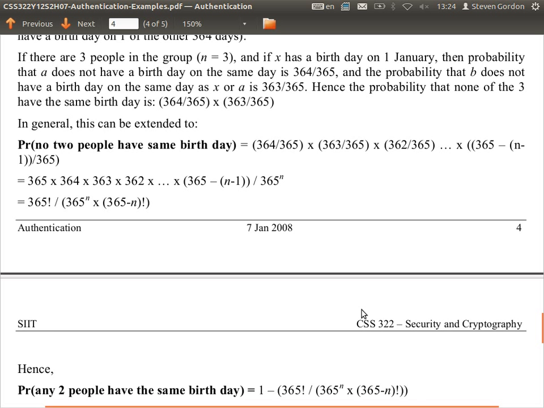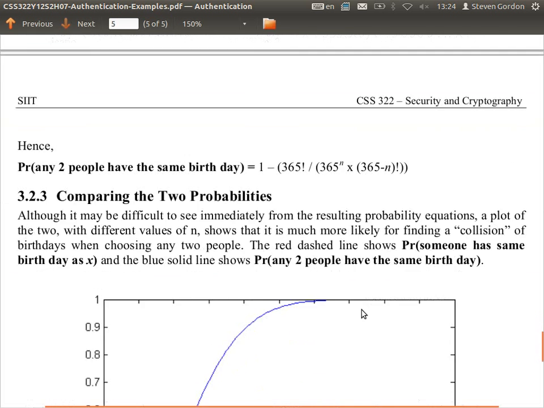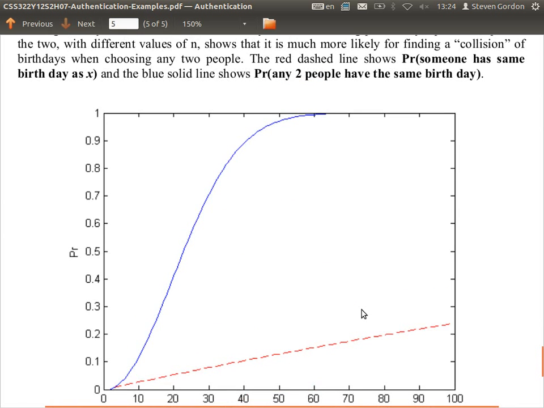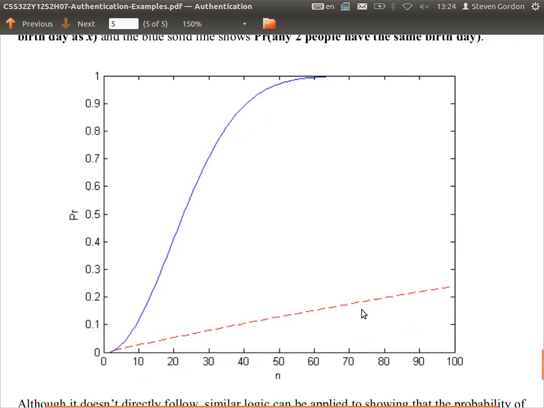Now, to make sense of those equations, here's a plot of those two equations with different values of n down the bottom. The red line is the first one. The way to read this plot is: if there are 20 people in the group, n equals 20, then the probability that someone has the same birthday as me is here. What's that? About 0.05, about a 5% chance that someone has the same birthday as me.